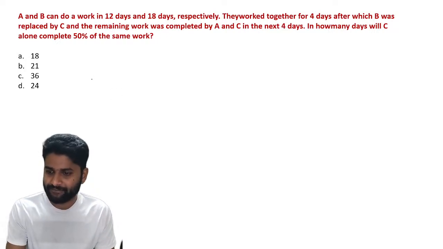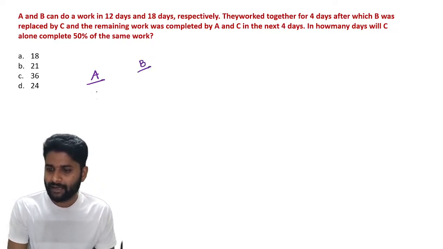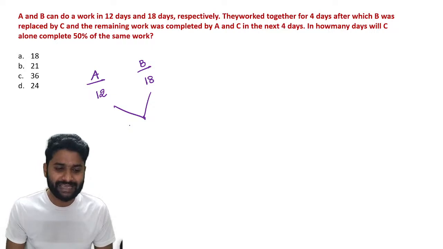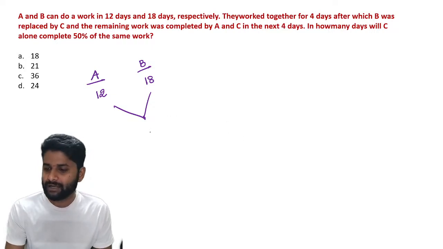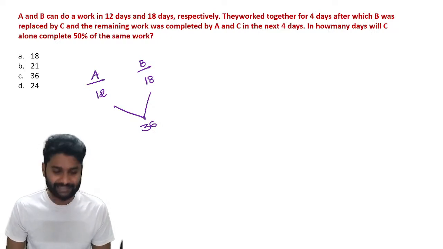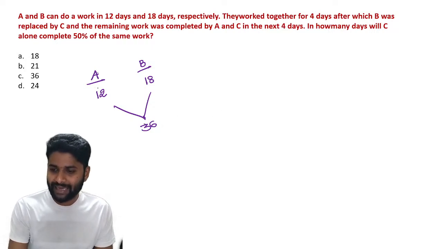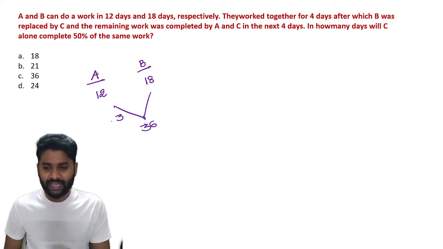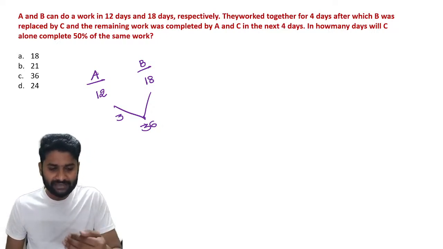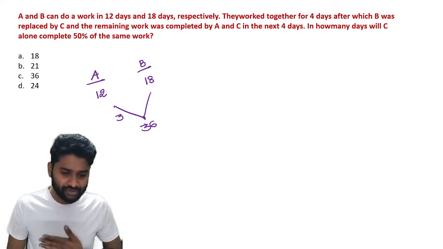Guys, understand that. Data says that there are two persons, A and B. A takes 12 days, B takes 18 days. Let's consider the total work. So total work is the LCM of 12 and 18, which is 36. Now 36 units of work is completed by A in 12 days. It means per day efficiency is 3 units. If he completes 3 units per day, then the whole work is completed in 12 days.